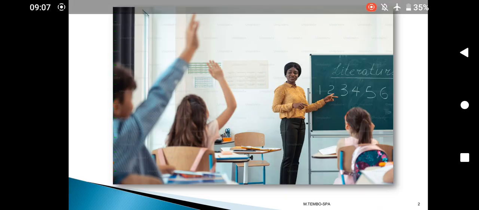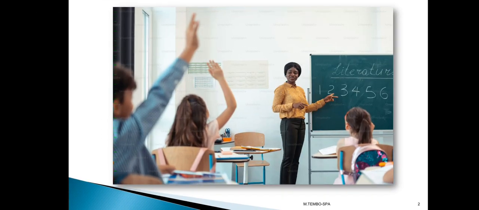So in this particular picture, you can see that there is this tutor here, or this teacher in front. She's pointing at something. As she's pointing at something, she wants the students to also respond. As you can see, there's this student here, he's raising his hand. She's also raising her hand. Then there's also this student here paying attention.